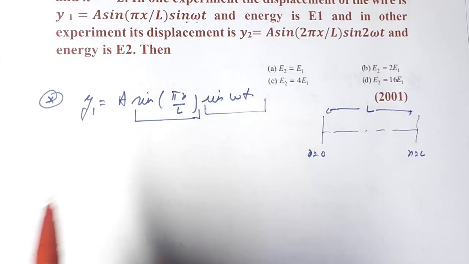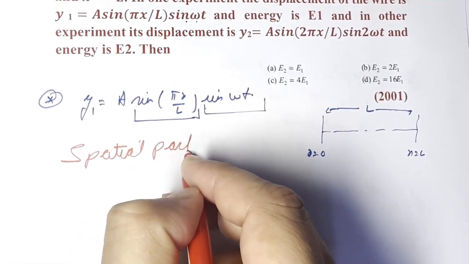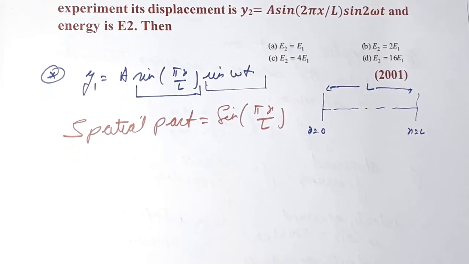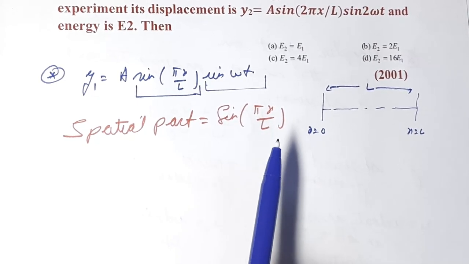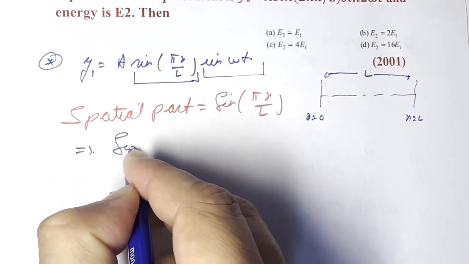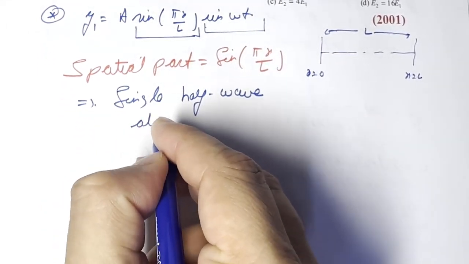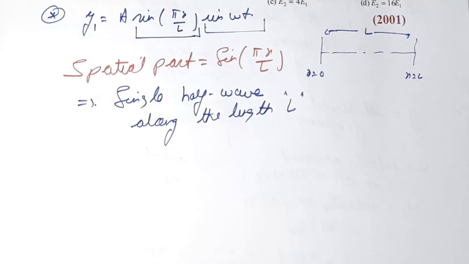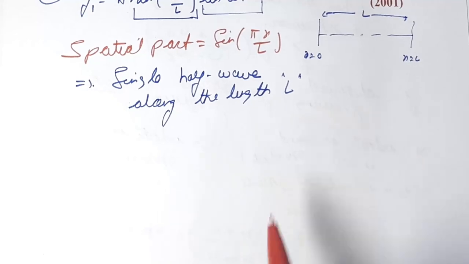So, the spatial part is given as sin(πx/L). It tells us that there is a single half wave along the length L. And the second part, which is the sinusoidal or vibration part, tells us that the frequency is omega.